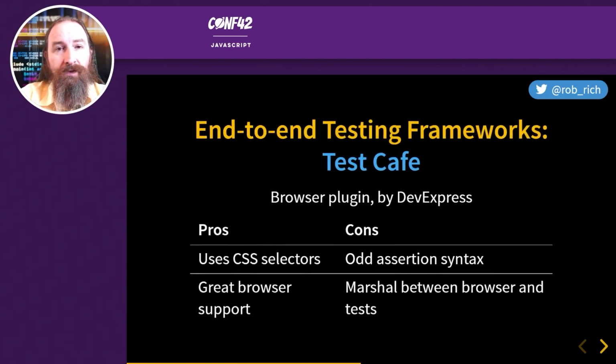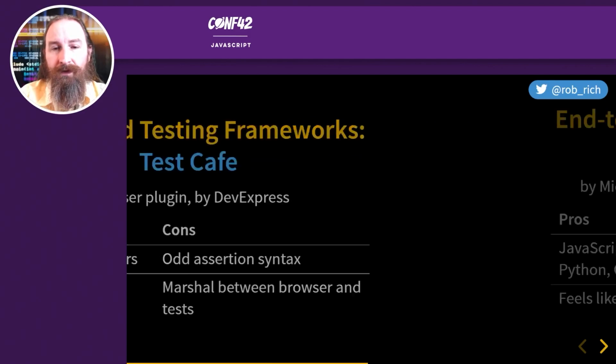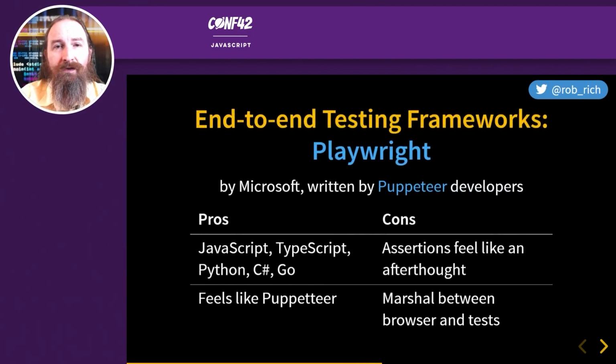TestCafe is another tool here that might work out well. If you use DevExpress for other needs, then you might feel right at home. DevExpress uses CSS selectors, which works out really well. It feels really native. But TestCafe has a browser context and a test context, so you'll end up shimming content between them. Similarly, you'll shim a lot of content across that marshaled boundary with Playwright.